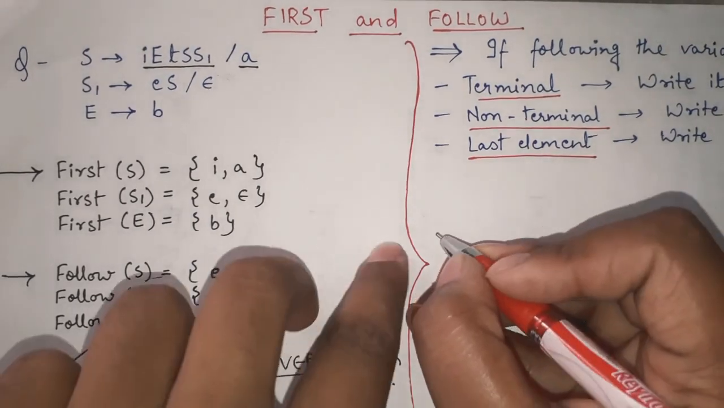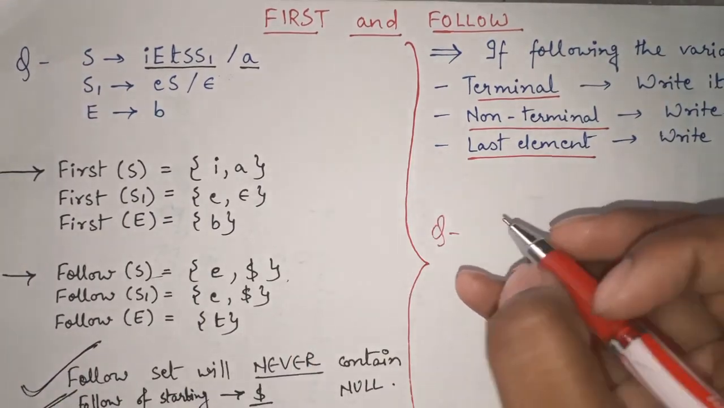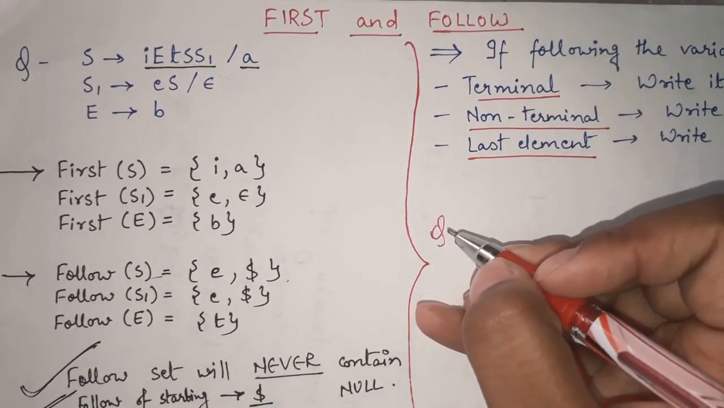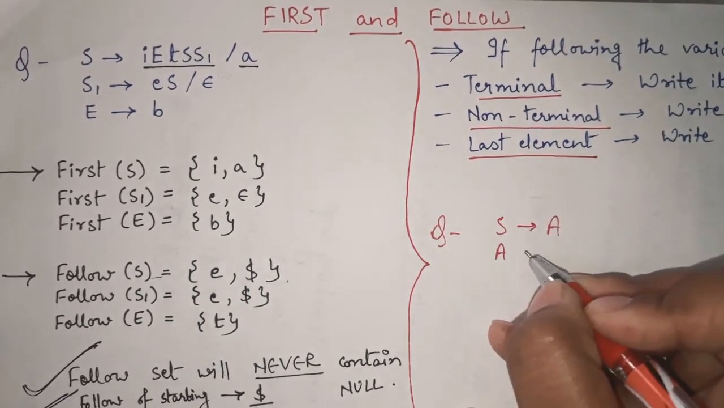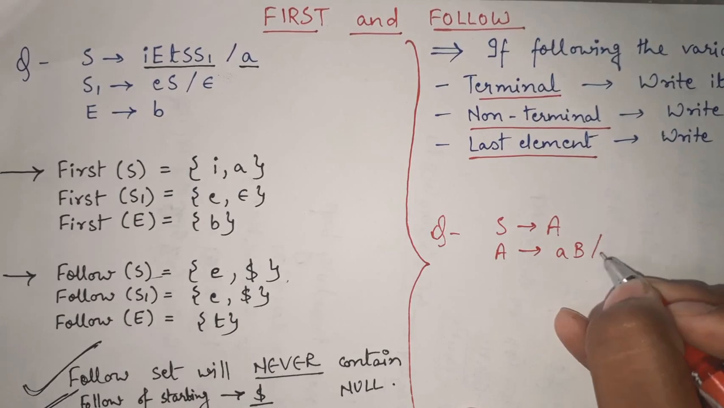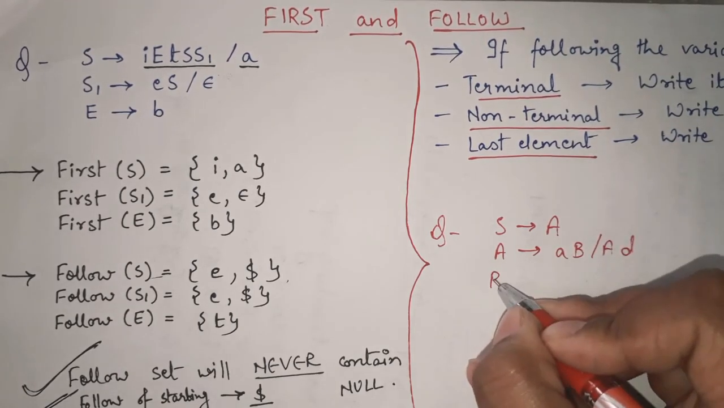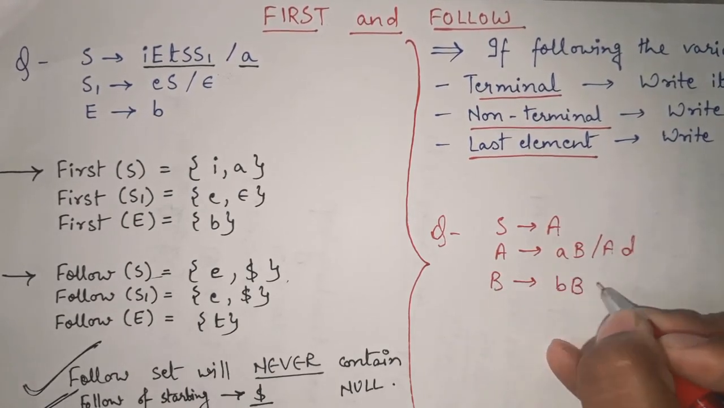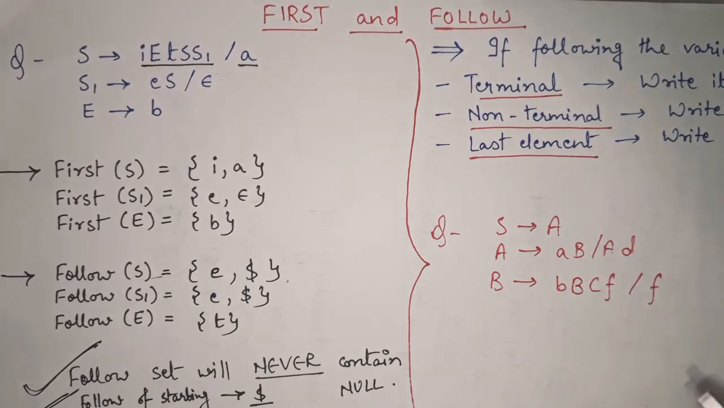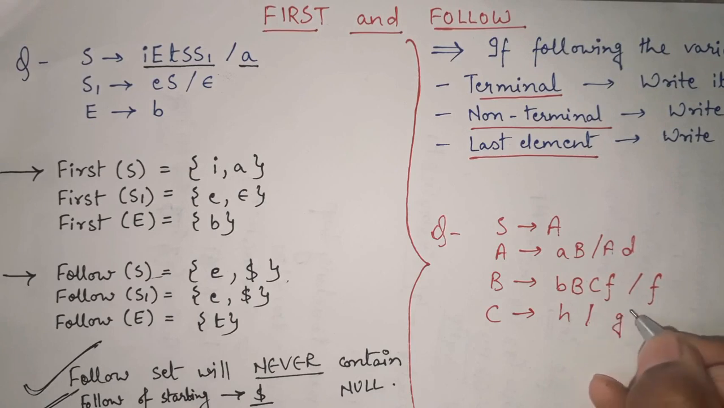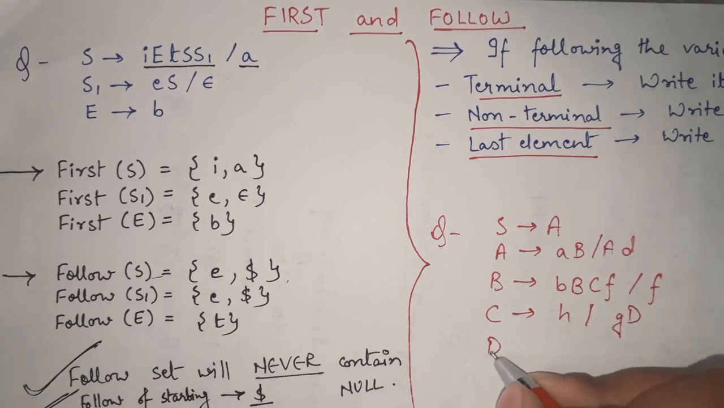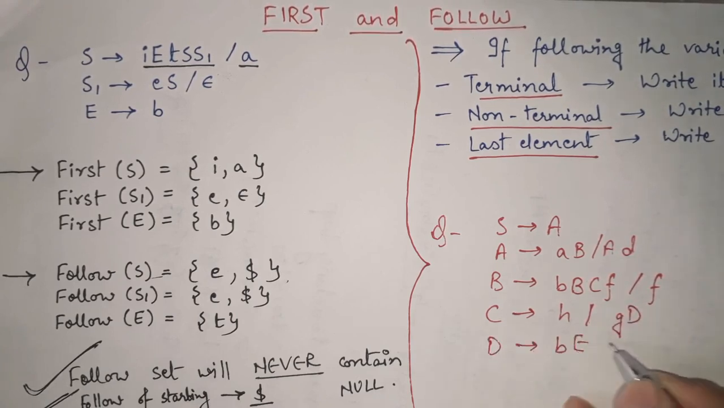Here I am giving you one slightly complicated example so that it will be easier for you to solve. See, try to solve this one. S gives A, A gives AB or AD, B gives BCF or F, C gives H or GD, D gives BE and E gives CD. See, this is one example.